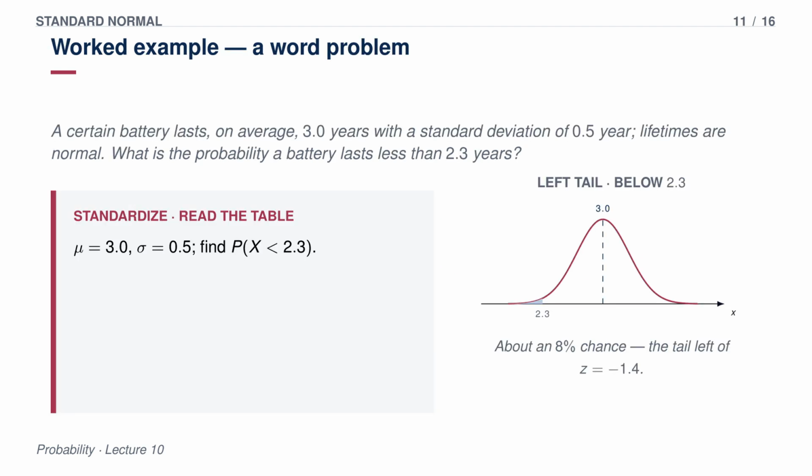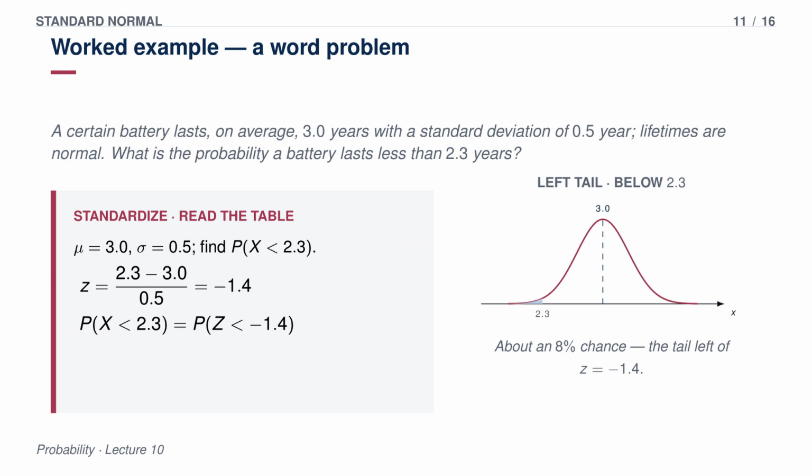A certain battery lasts on average 3 years, with a standard deviation of half a year, and lifetimes are normal. What's the chance a battery lasts less than 2.3 years? So mu is 3, sigma is 0.5, and we want P of X less than 2.3. Standardize. Z equals (2.3 minus 3) over 0.5. That's minus 1.4. So P of X less than 2.3 equals P of Z less than minus 1.4.